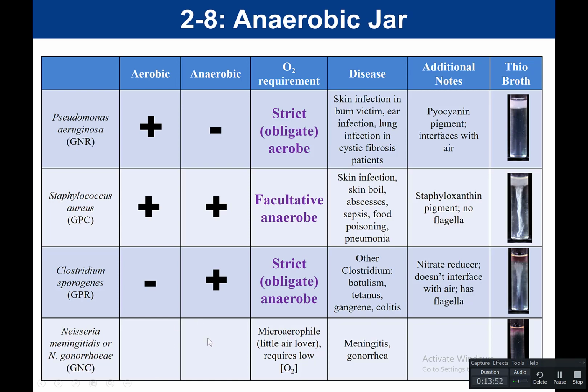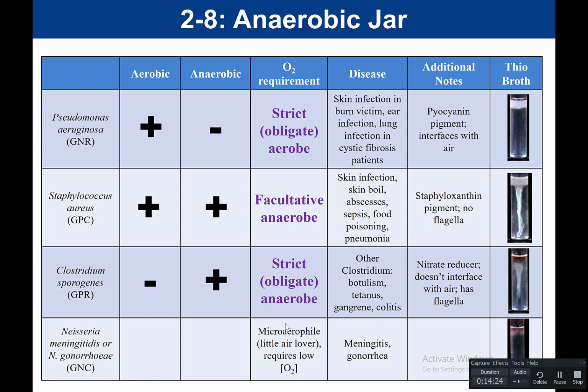Next, we have Neisseria meningitidis or Neisseria gonorrhoeae. This is going to be a gram-negative coccus. And in this case, this organism is what we call a microaerophile. Microaerophile is a little air lover. It requires a low concentration of oxygen. So not full oxygen, not fully anaerobic. It requires just the right amount of oxygen.